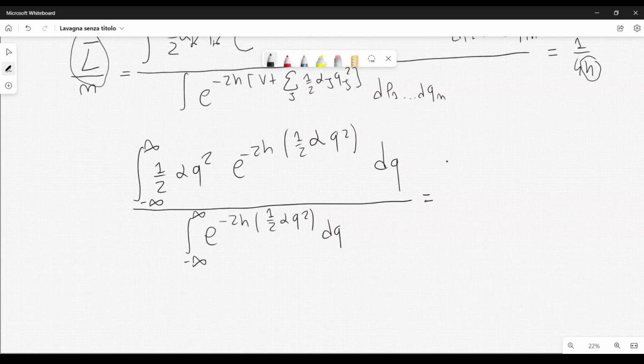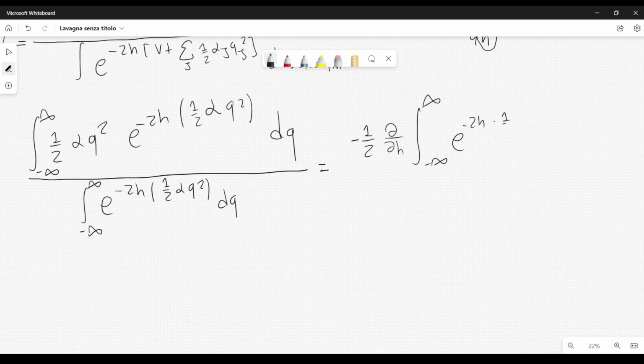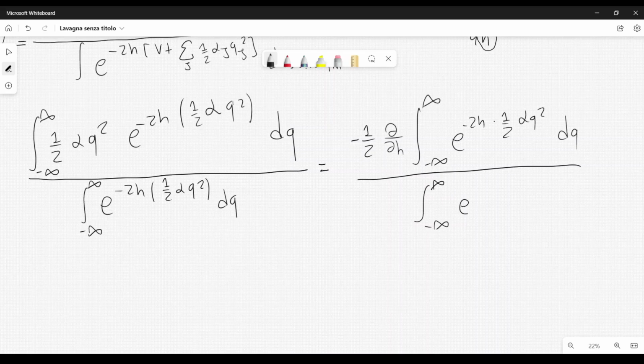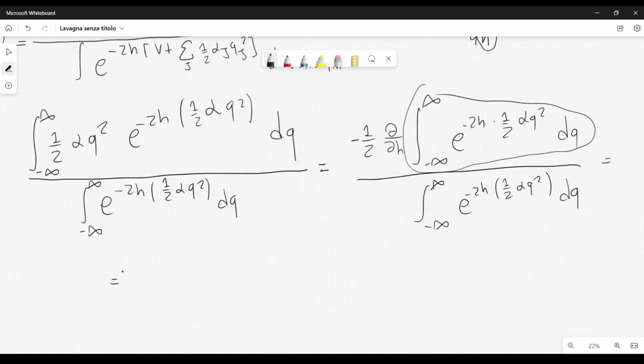So the integral in the numerator can be written like this: minus 1 over 2 derivative with respect to h of the integral from minus infinity to plus infinity of e to the minus 2h times 1/2 alpha q squared dq, and then we divide by the same quantity, the integral from minus infinity to plus infinity of e to the minus 2h 1/2 alpha q squared dq. Now we have the same integrals in the numerator and the denominator, so we have to calculate only one integral, but that's quite easy to calculate because that's a Gaussian integral. So we know how to calculate it.